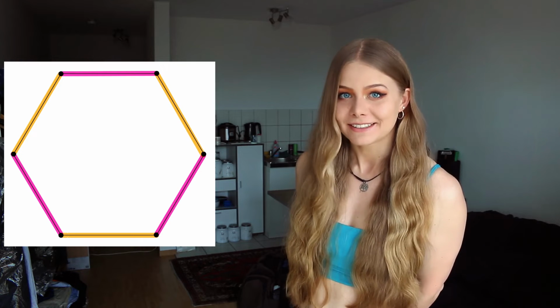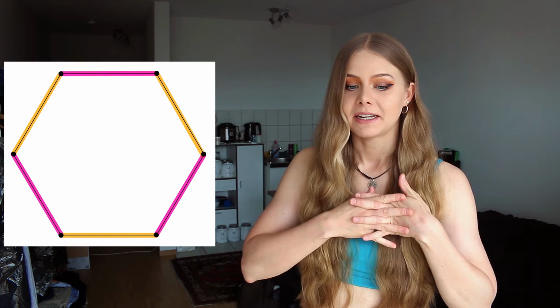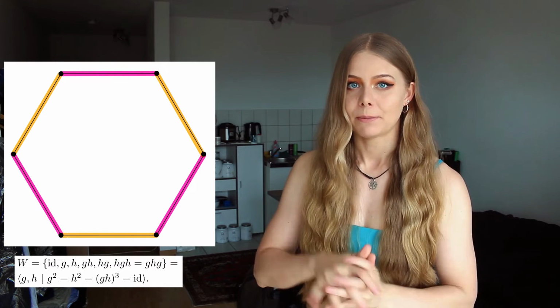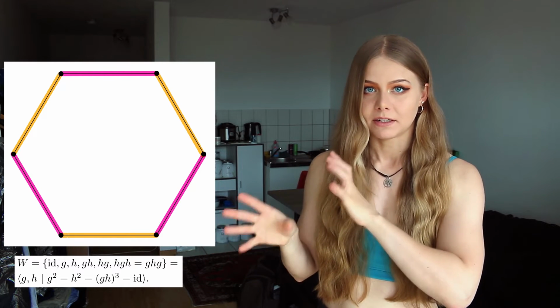Now let's look at our hexagon with the pink and orange edges. It is the Coxeter complex of the dihedral group D3. The corresponding Coxeter group is D3. That means we get the same Coxeter diagram with 2 vertices and an edge. So this is also an example of an irreducible building.